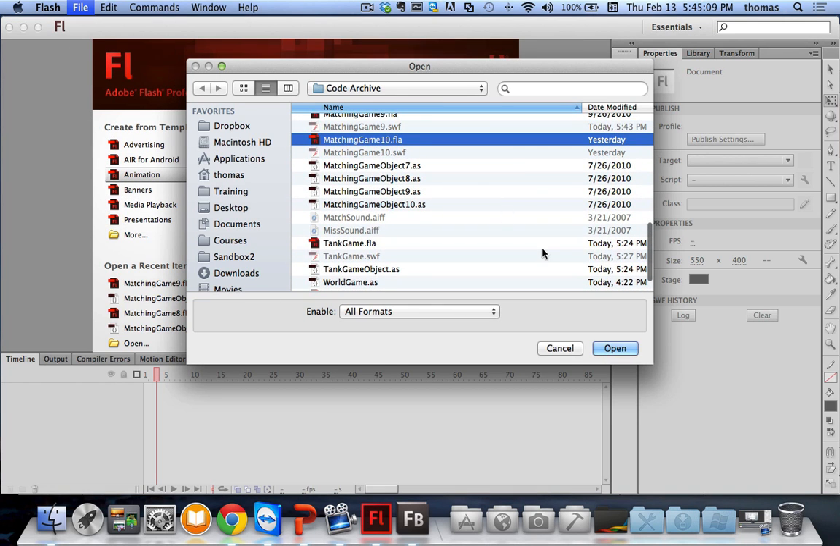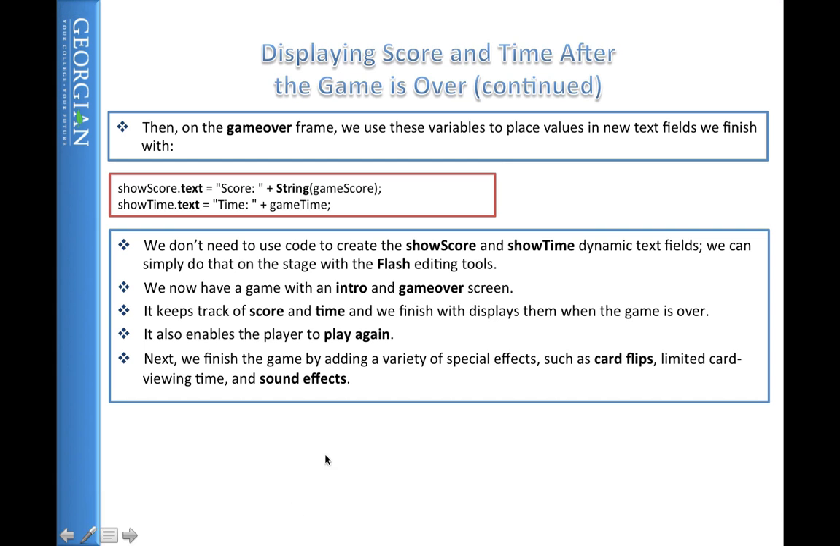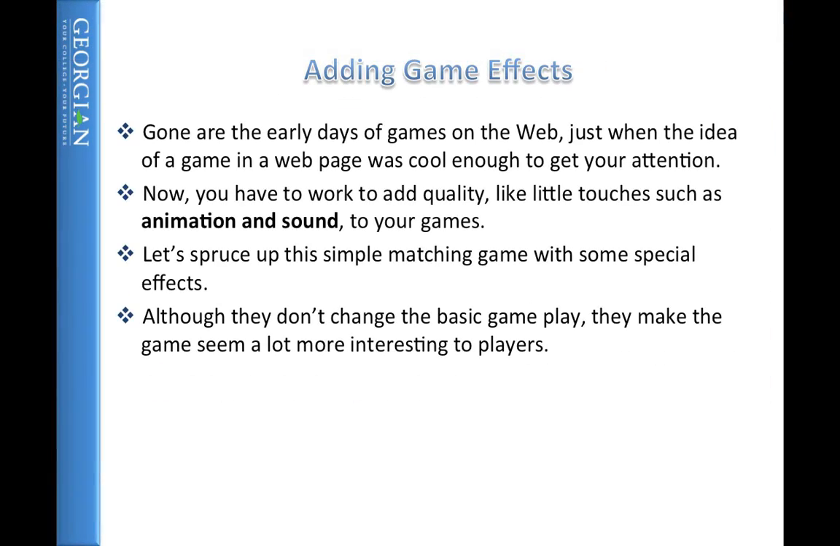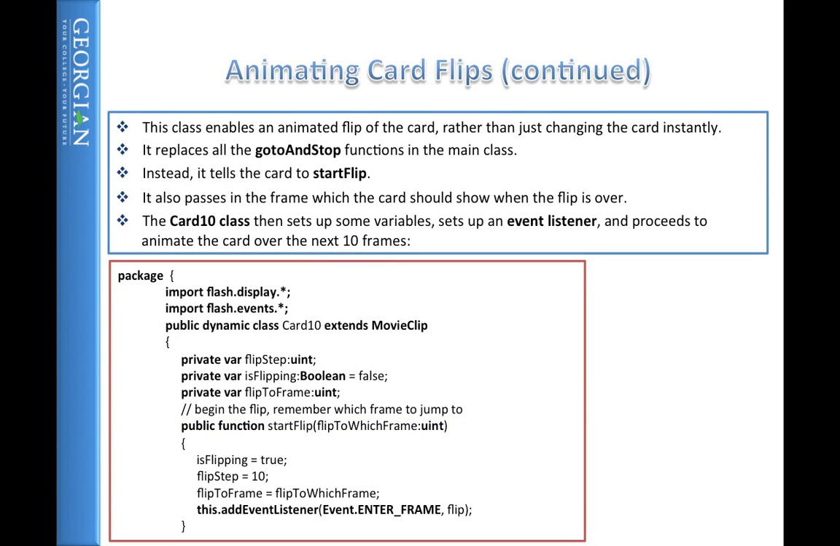So here's matching game 10. We have a couple other elements we've added in matching game 10, right? We've added some sound effects and other game effects here, right? So how do we do that? In order for us to create sound effects and animation, right? We've had to create another class file called card10.as. We've had to do that in this particular case.